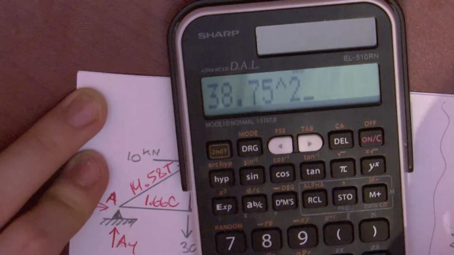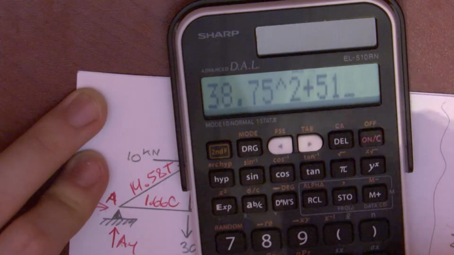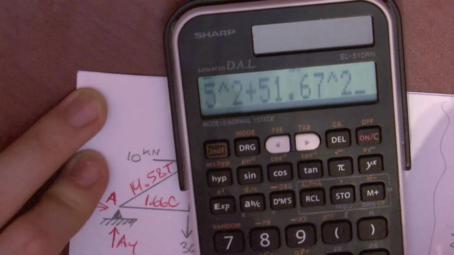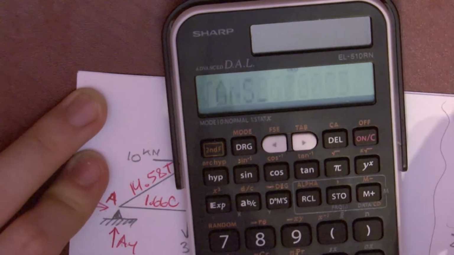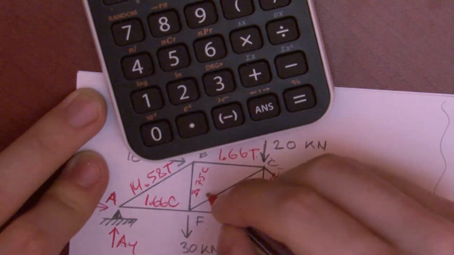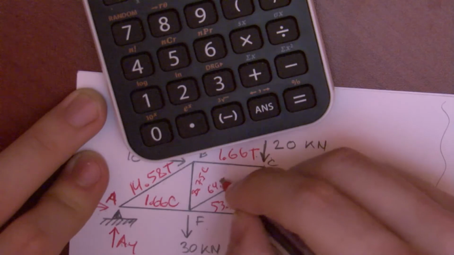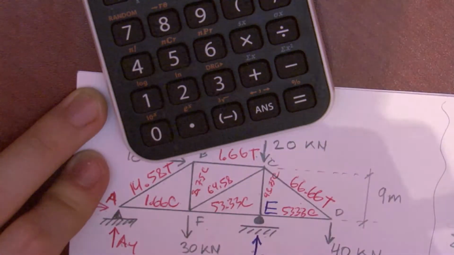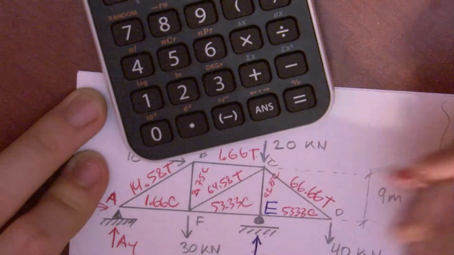plus 51.67 to the power of 2. Take the root of the answer, that's 64.58. So 64.58, and it's pulling away, so that's tension.